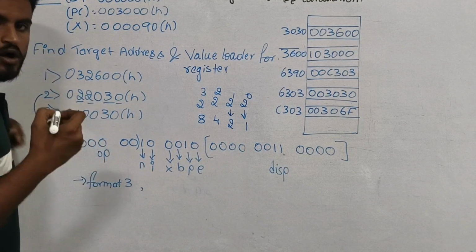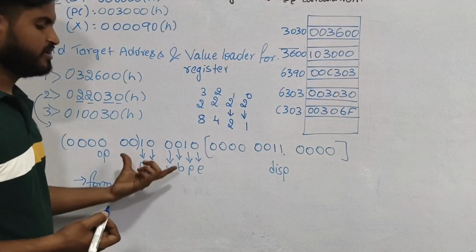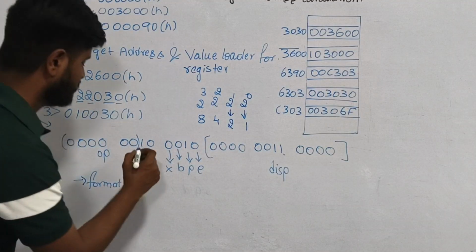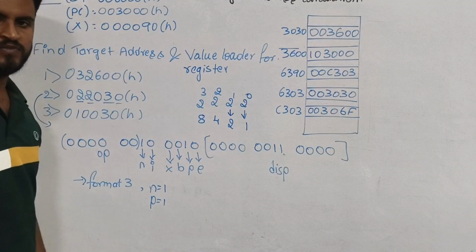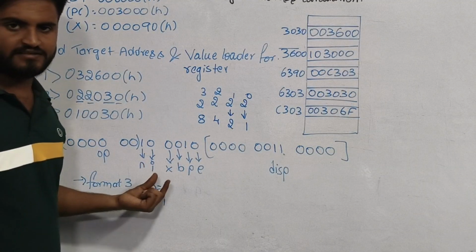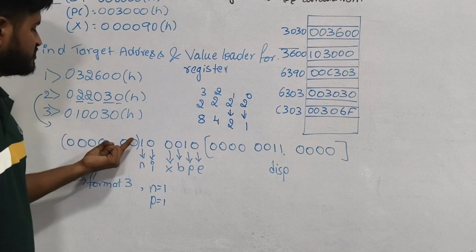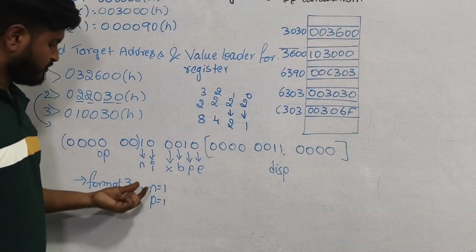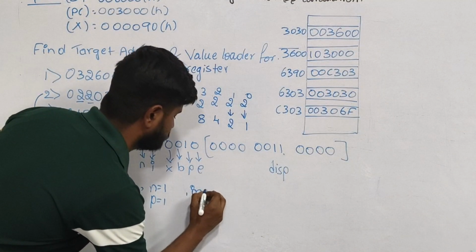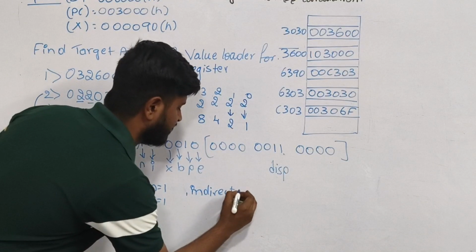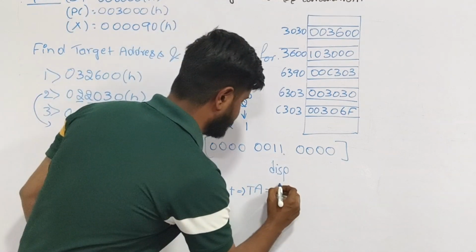Next, check where the values are equal to 1. In this, N value is equal to 1, P value is equal to 1. So this is not the simple addressing mode, because N and I values are not the same. N value is equal to 1, so when N value is equal to 1, you can call it the indirect addressing mode. In the indirect addressing mode, the target address will be equal to the displacement.